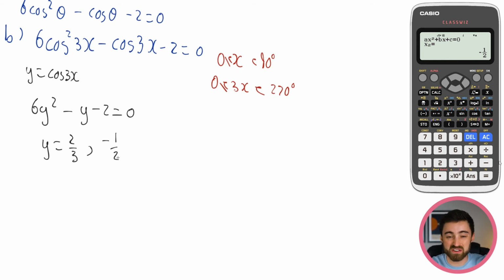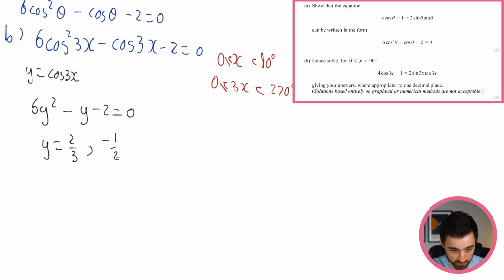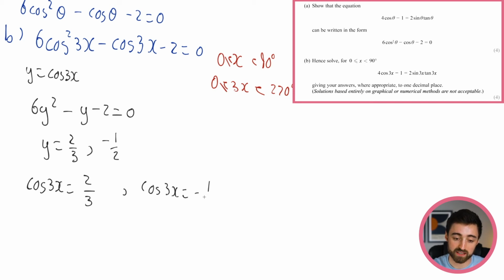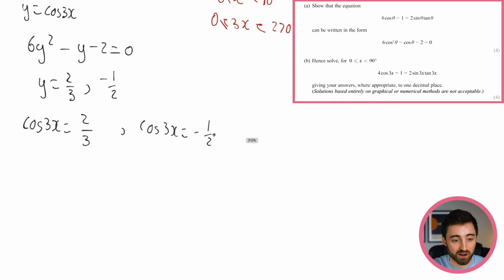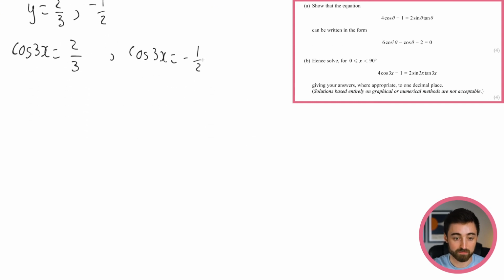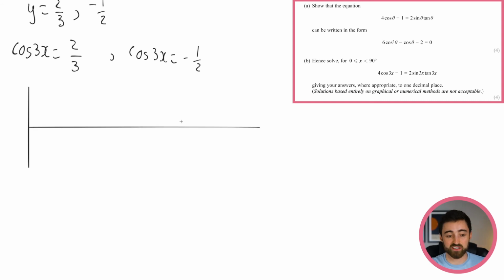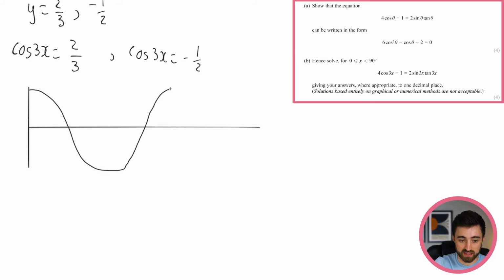No factorizing, no worries. So what I'm going to do now is say, well, these aren't actually y, these are cos of 3x. So I've essentially got two trigonometric equations I need to solve: cos of 3x equals 2 over 3, and cos of 3x equals minus a half. Now, we can just sketch the cos graph here. Because I've done that stuff with the range, we're almost imagining that 3x is just our variable. So let's sketch the cos graph out. It kind of goes down like this, and then up like this.